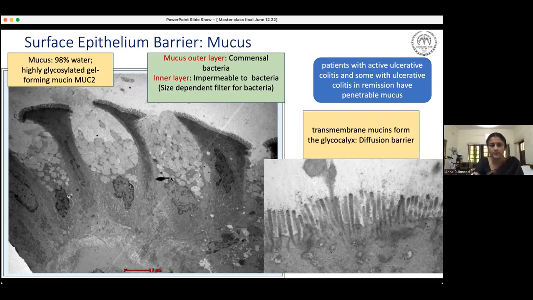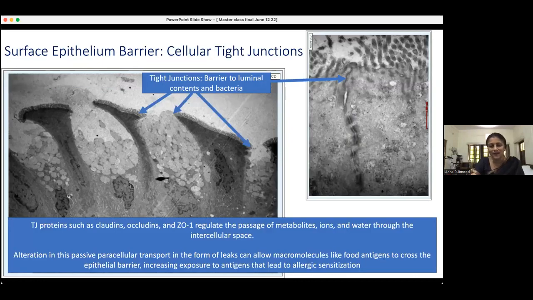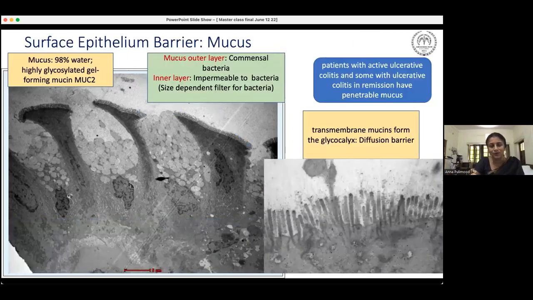Patients with ulcerative colitis actually have more permeable mucin than normal individuals. So bacteria can approach the surface epithelium in ulcerative colitis, unlike in normal individuals.